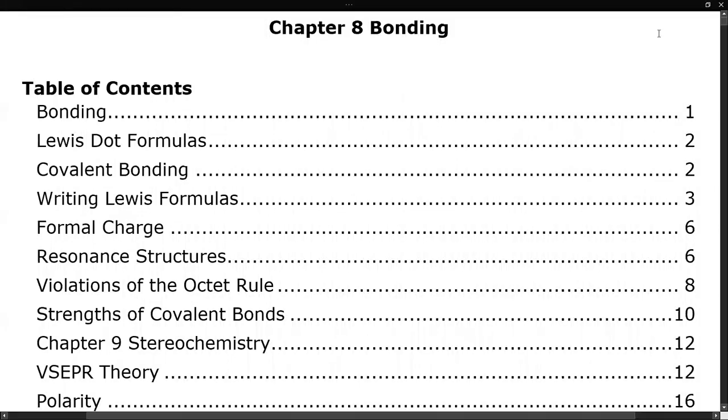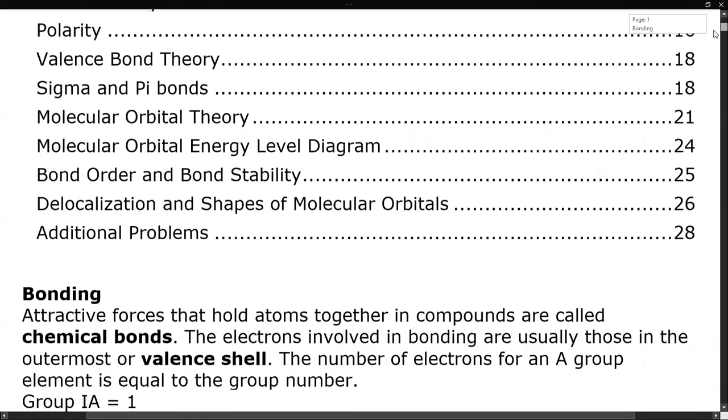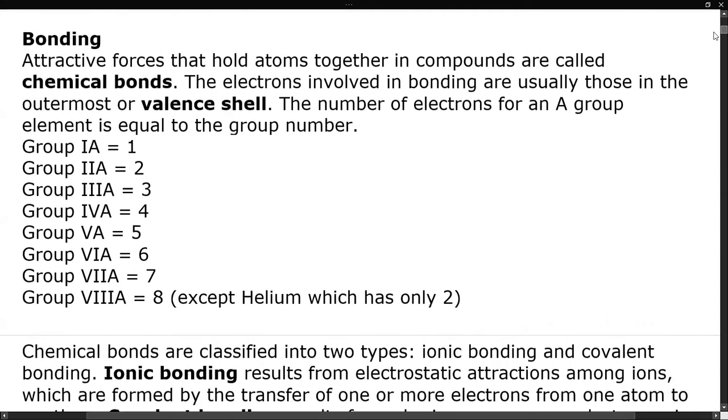And this is chapter 8, which is bonding. And you can see your table of contents. We'll talk about Lewis structures and things like that. The types of bonding we're going to talk about, whether it be ionic or covalent, are going to involve those electrons in the valence shell. So the attractive forces that hold atoms together in compounds is called a chemical bond.